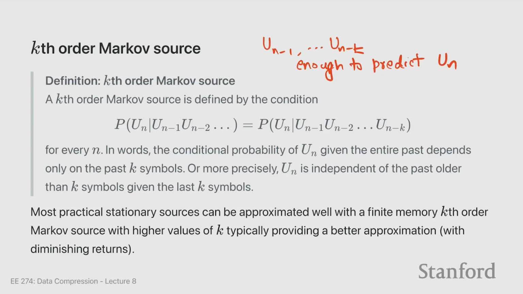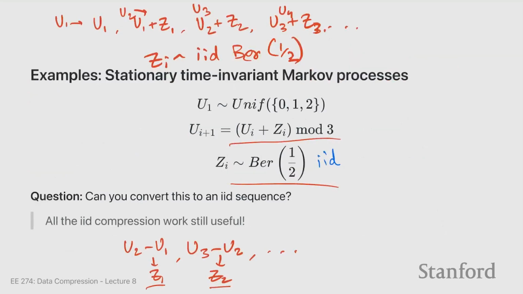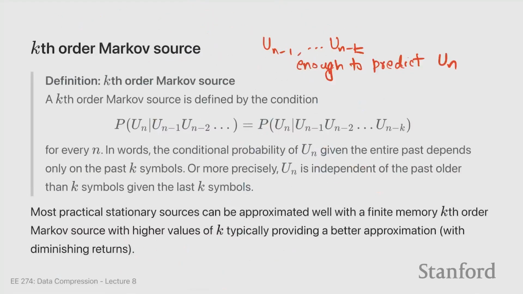Okay, any question on kth order Markov sources? It's a generalization of first order, like the normal Markov source we just saw. When we just say Markov, we usually mean first order. And when we say IID, we mean zeroth order, because IID is like, you depend on nobody. So k is 0. You don't need to know any past to predict the future.